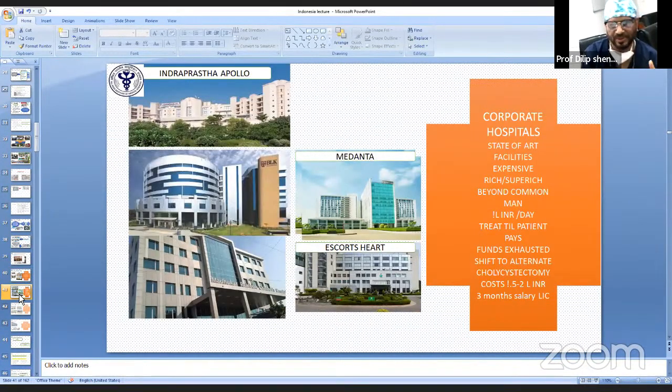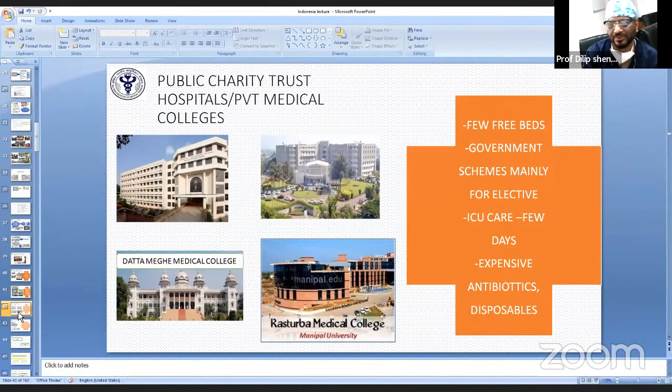Then corporate hospitals are there. They have state-of-the-art facilities, expensive and super expensive, and it is beyond the reach of a common man. Sometimes the expense may reach up to 100,000 INR a day. Many times the patient may exhaust his resources that could be utilized elsewhere. So it is very expensive. Public charity trust hospitals were also spoken about.